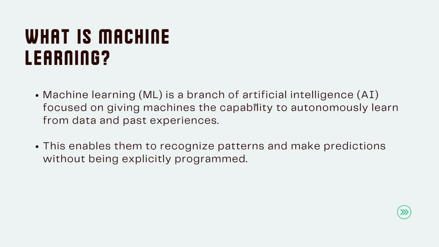So machine learning is a branch of artificial intelligence. You can say it is a subset of artificial intelligence that focuses on giving machines the capability to autonomously learn from data and past experience.